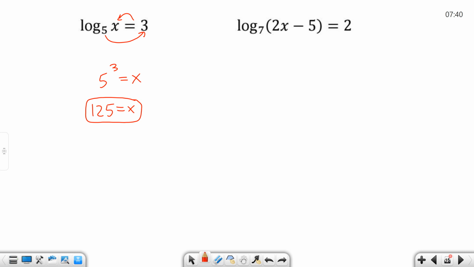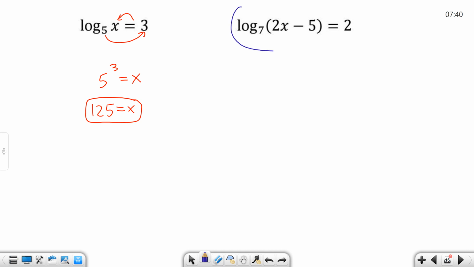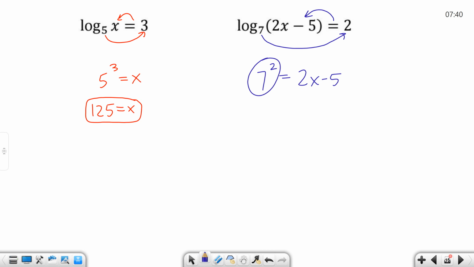So then the next one is in the same boat. It's just a little bit more complicated, but it's the same boat. You have a single logarithm, coefficient of 1, and everything else on the other side. So we're going to rewrite this. 7, base to the other side of the equals what's left. So 7 to the second equals 2x minus 5, or 7 squared. So now solve this. Well, the first thing I need to do is exponent. So 7 squared is what? 49 equals 2x minus 5.